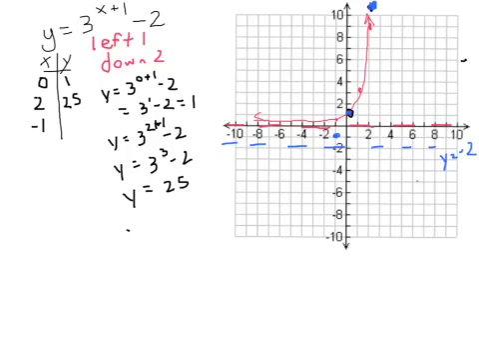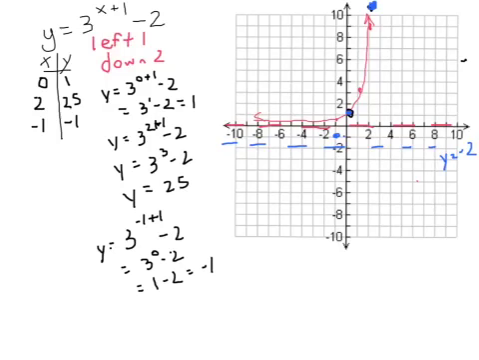In the negative direction, if I fill in an x value like -1, just to emphasize, I would have 3 to the -1 plus 1, and then that value minus 2. That would be 3 to the 0 minus 2. And 3 to the 0 is 1, so 1 minus 2 would be -1. So my point here is (-1, -1). That's the one we found earlier when we were shifting.